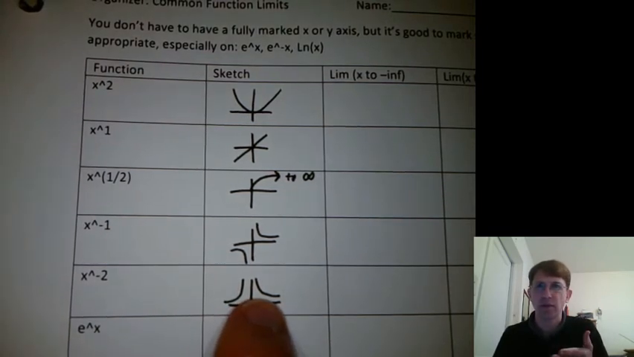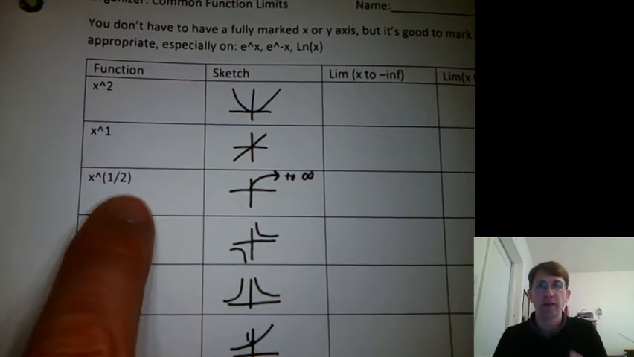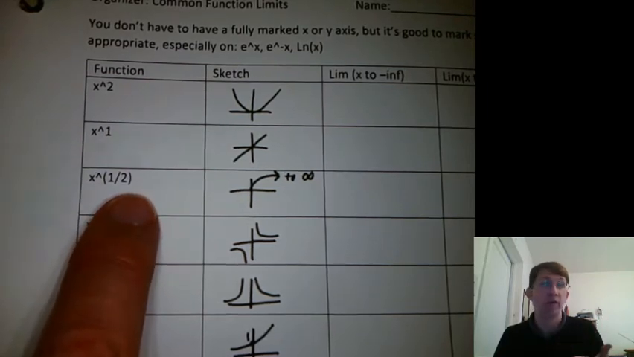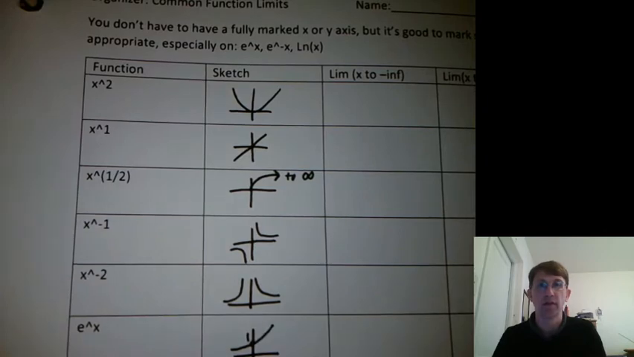It looks asymmetric here because I'm not the world's best artist, but it really is symmetric. And then what I left out here that's actually in the electronic version is how about like x to the 0.1 or x to the negative 0.1 or x to the 1.1. So we'll go take a look at those on Desmos in just a sec.